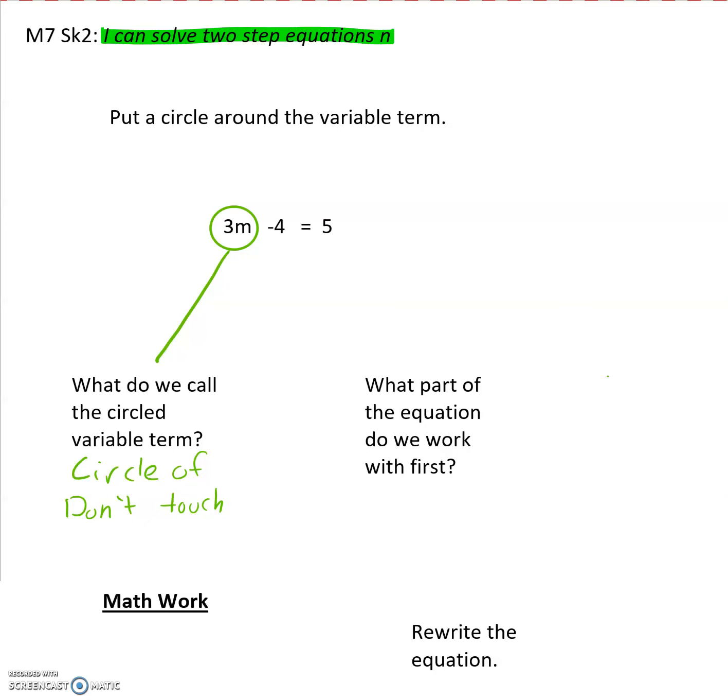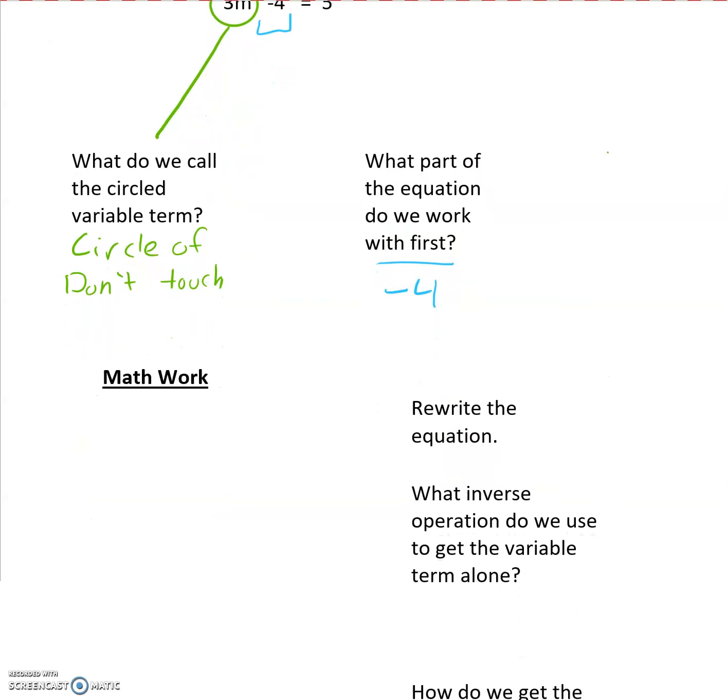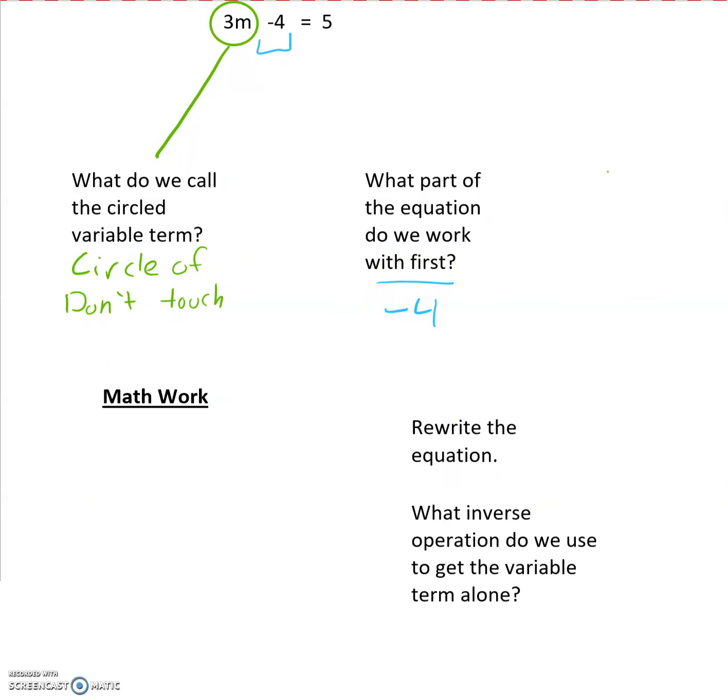So if that's the last thing we're going to do, what is the first part of the equation that we're going to work with? We're going to work with that -4 first. Okay? So I'm going to come down here a little bit. We're going to scroll down. Notice that it says to rewrite my equation. The reason I always rewrite my equation is so that no matter how long my work gets, I can always know where I started. So I'm going to rewrite my whole equation.